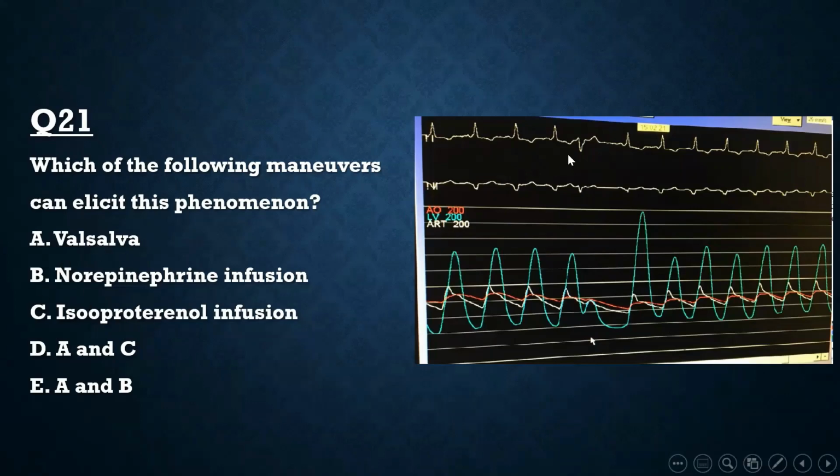Norepinephrine is not part of the play here because it does not disturb either preload or afterload. It just increases the afterload. If the afterload is increased with norepinephrine, this leads to a decrease in the pressure across the LVOT.